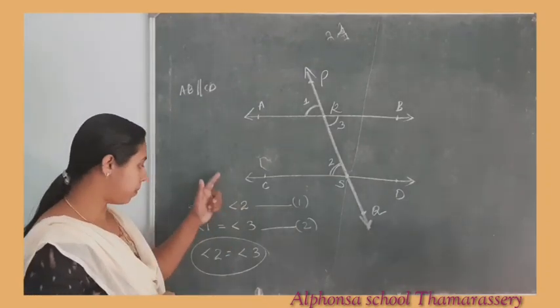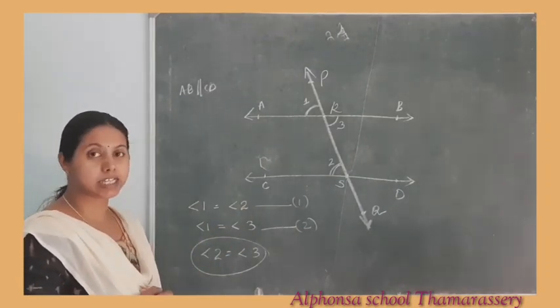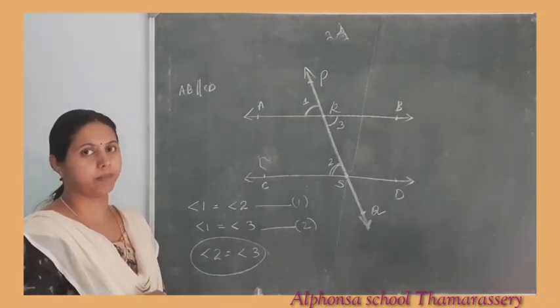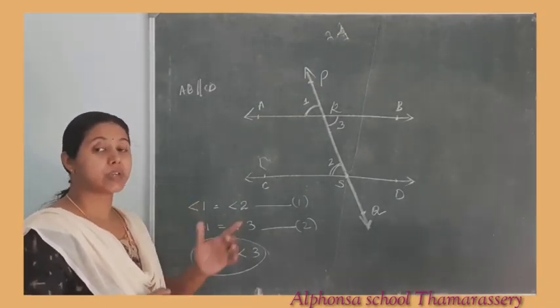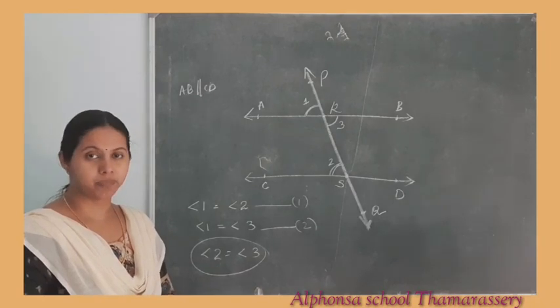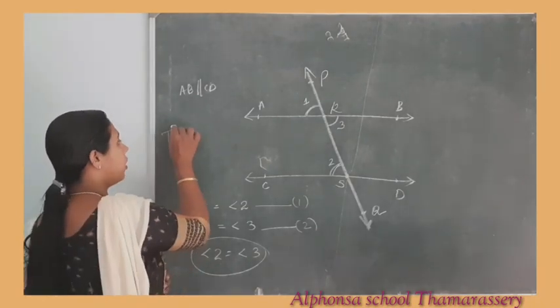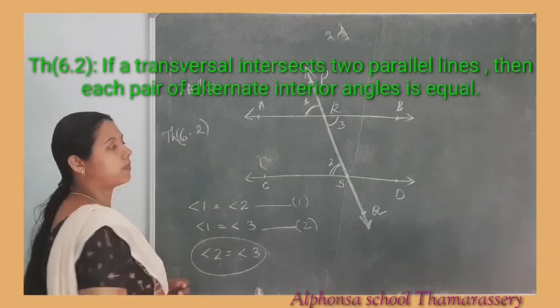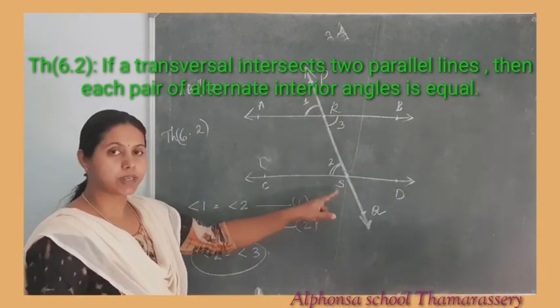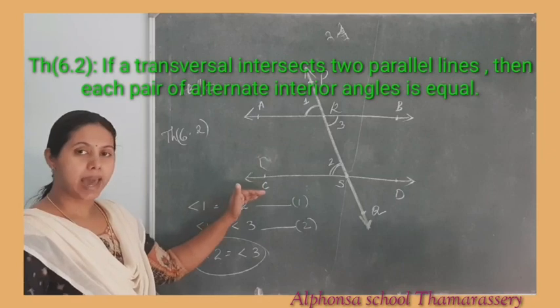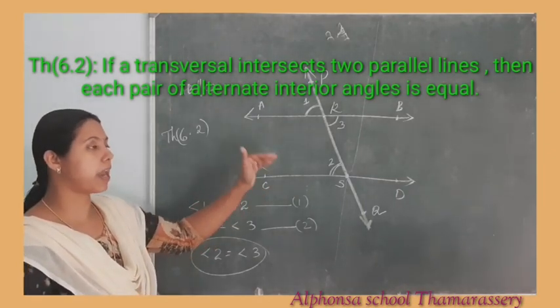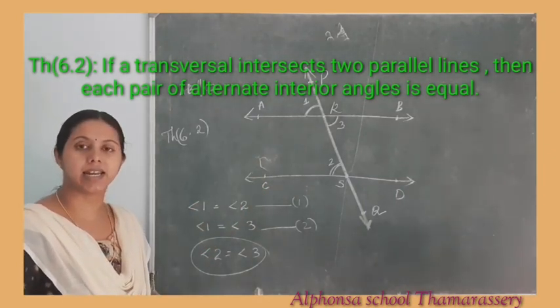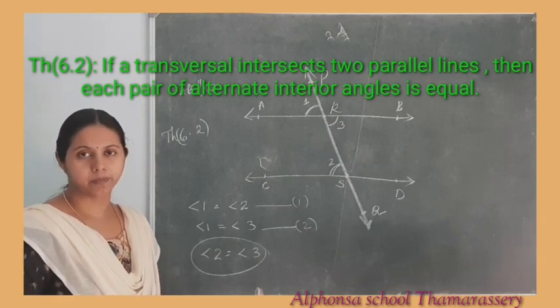That statement we proved using the corresponding angles axiom. So we can say that statement is a theorem. Theorem 6.2: if a transversal intersects two parallel lines, then each pair of alternate interior angles is equal.